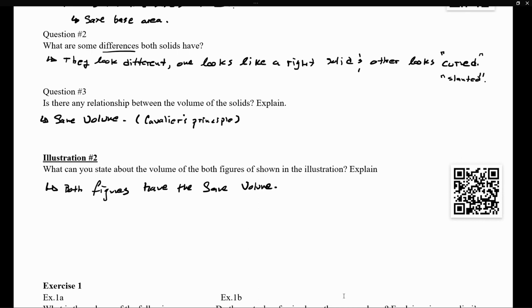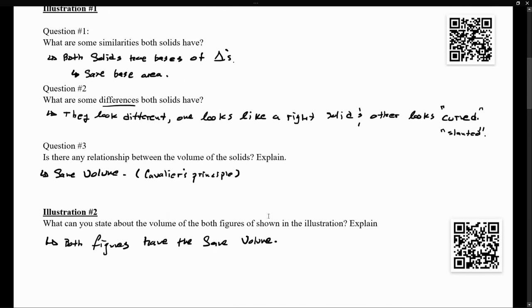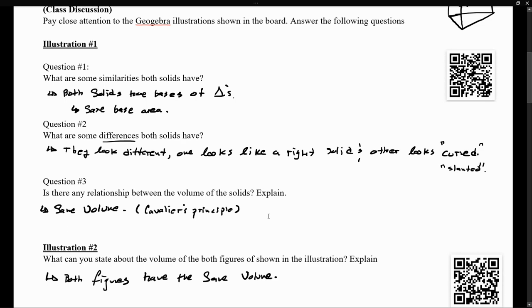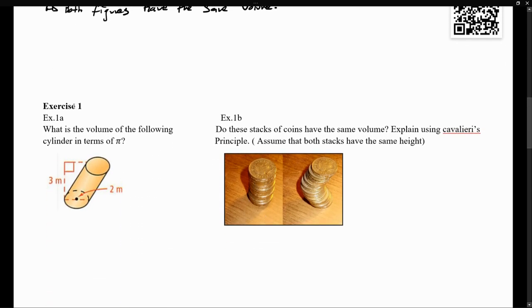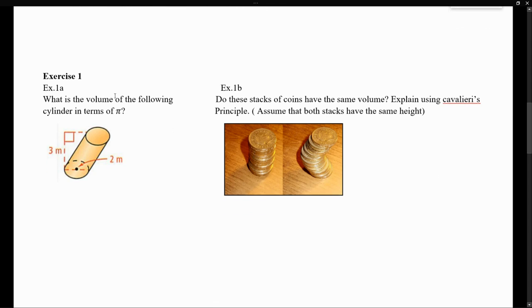So now that we have discussed and visualized what Cavalieri's principle is stating, let's apply it in some quick problems. Let's take a look at example 1. Notice that we have a solid which is not a right solid, because the cylinder is a little bit slanted. Can we still find the volume of this slanted cylinder?